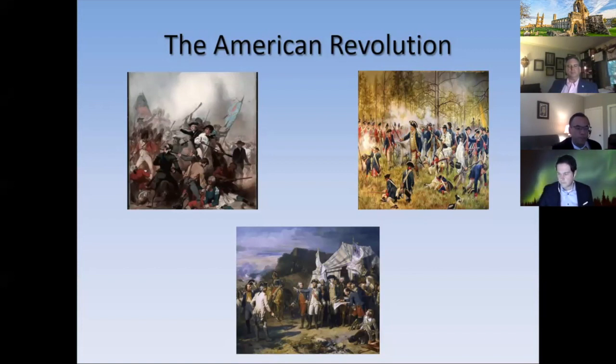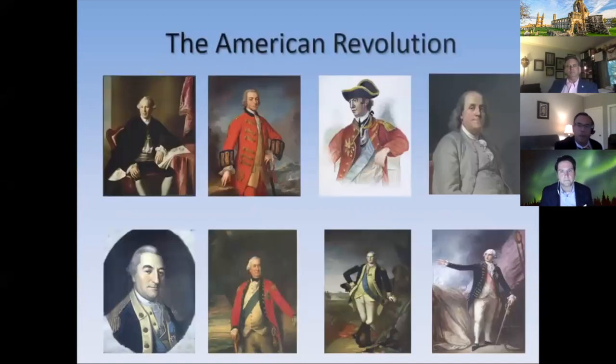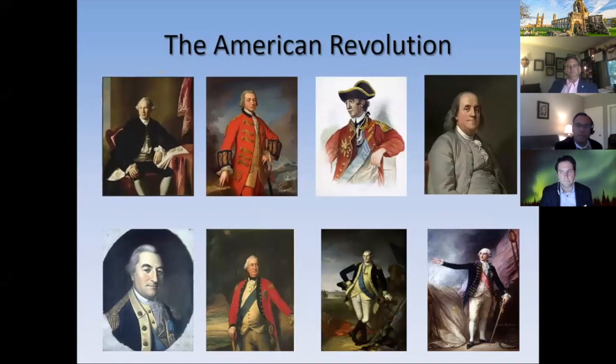The picture is a little bit more muddled, though, than I think we like to view. And here's an example. All right. I want to walk through a few of the figures that you see here. Again, beginning at top left, that gentleman there, that's Dr. Warren. He is the president of the Second Continental Congress, Freemason, Grand Master in Massachusetts, and he dies at the Battle of Bunker Hill.